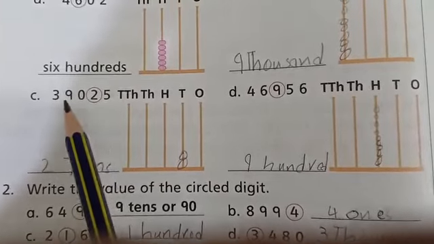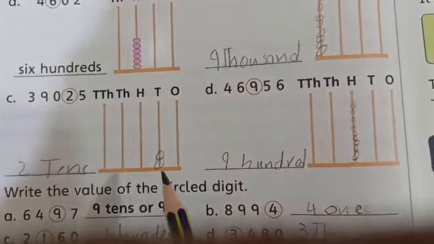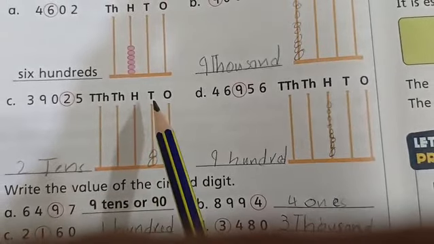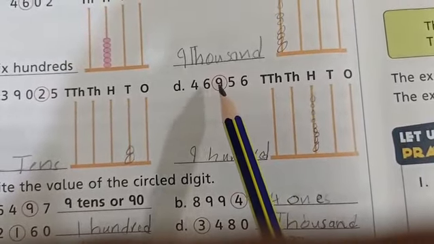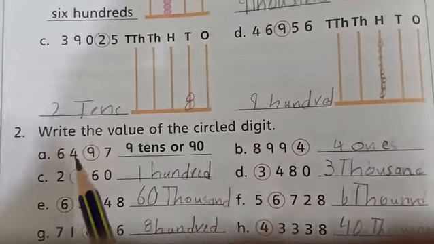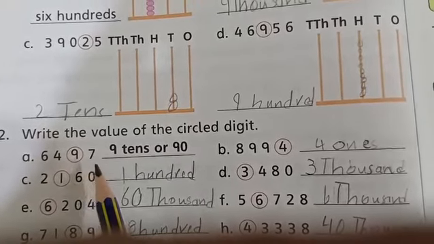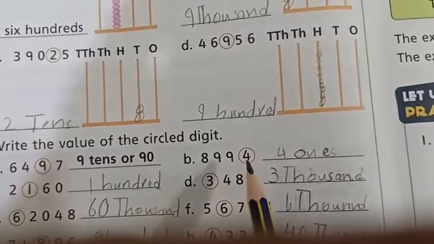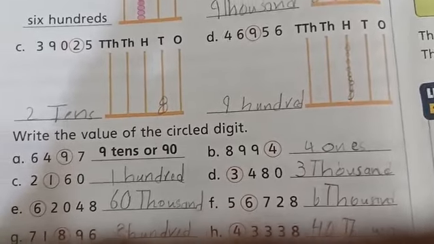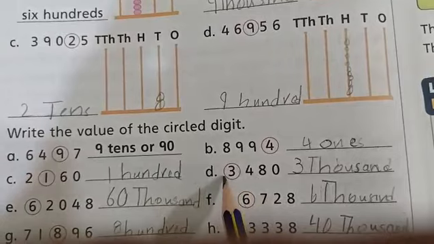Next we have ones and tens. It means 2 tens. Again draw 2 beads on the tens box. Next we have ones, tens, hundreds. It is 900. Write the value of the circled digit. Here we have 9 tens or 90. B part, it is 4 ones or 40. It is 100. Next we have 3000.